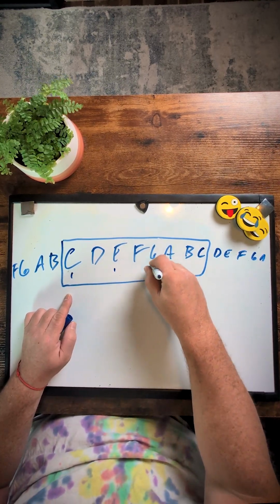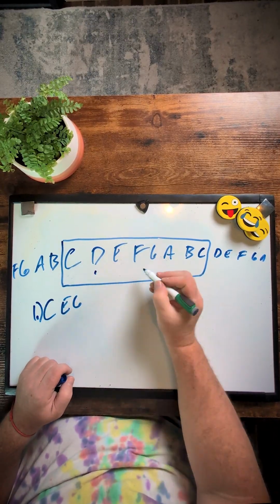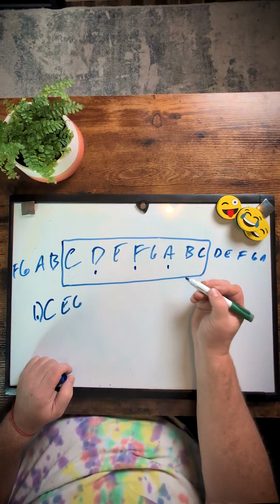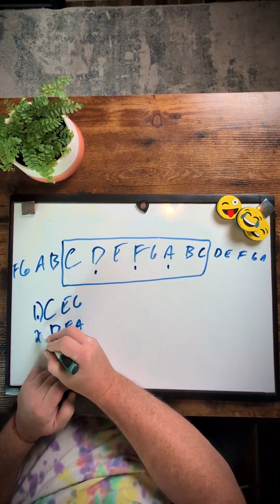Now let's start on the D. We're going to skip every other note starting on D. So let's write these down. C, E, G. Next, D, skip the E, go to the F, skip the G, go to the A. That's D, F, A. That's number 2.